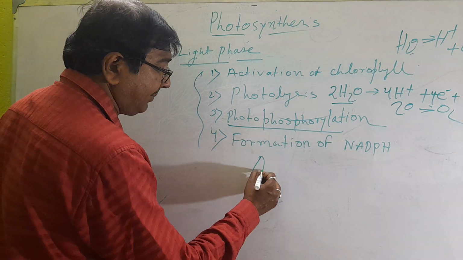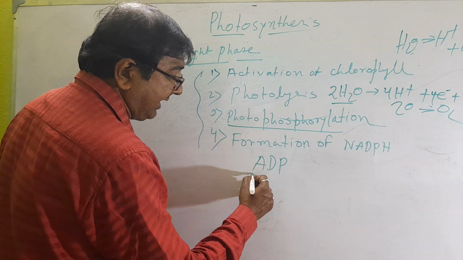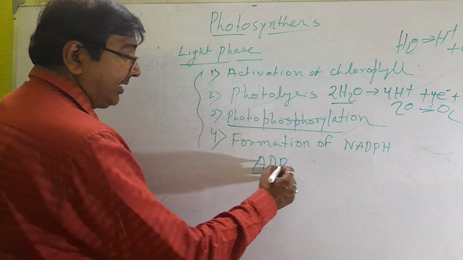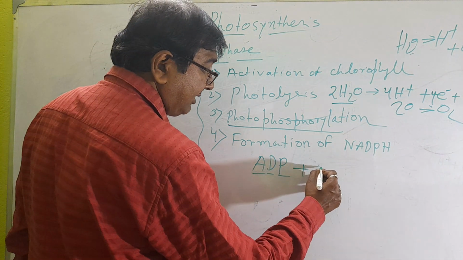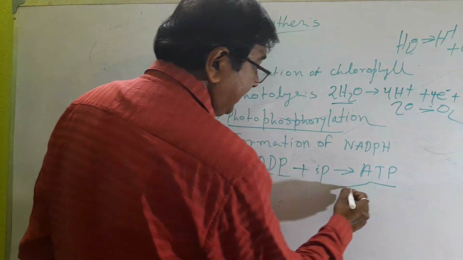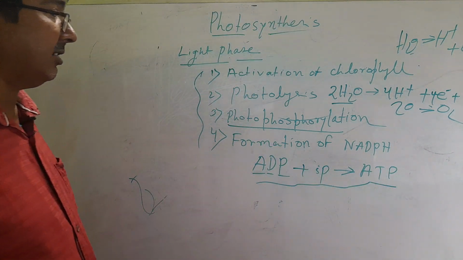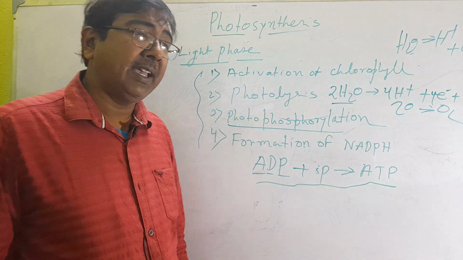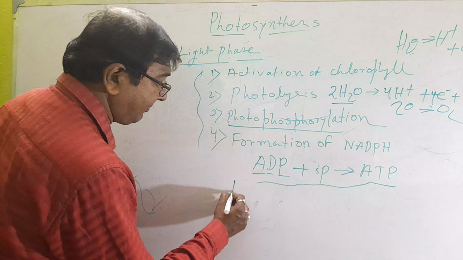In the leaf, ADP, adenosine diphosphate, is present. Very important: this adenosine diphosphate reacts with inorganic phosphate and forms ATP, adenosine triphosphate. This is called photophosphorylation.